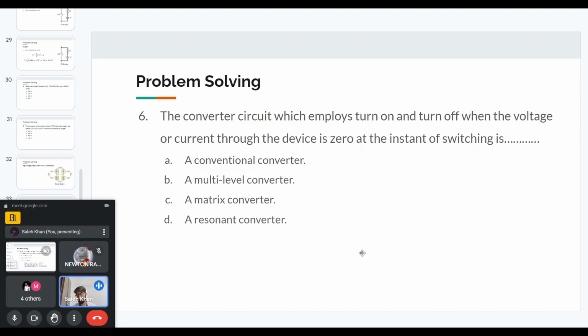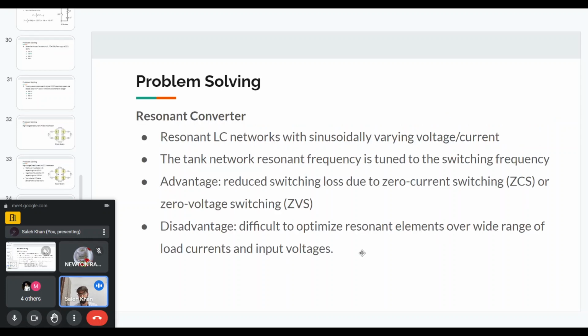Matrix converter, again, we just talked about it, and it does not have this feature which we are talking about, that is zero voltage or current turn on, turn off. So what is left is the resonant converter. So I'll just briefly talk about a resonant converter.